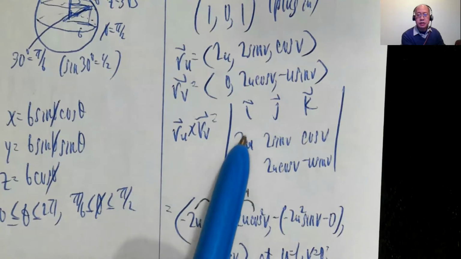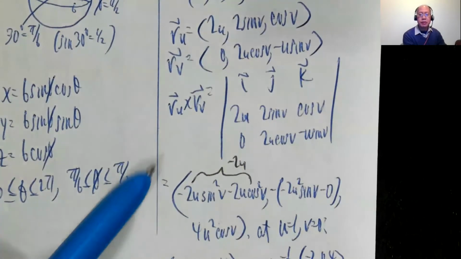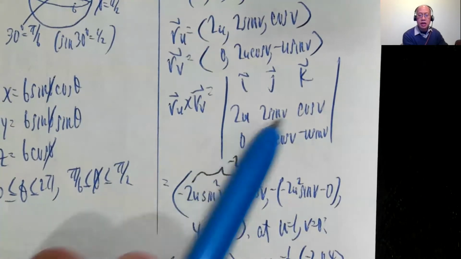The j component is the opposite of negative 2u squared sine v minus nothing. The k component is 4u squared cosine v minus nothing.